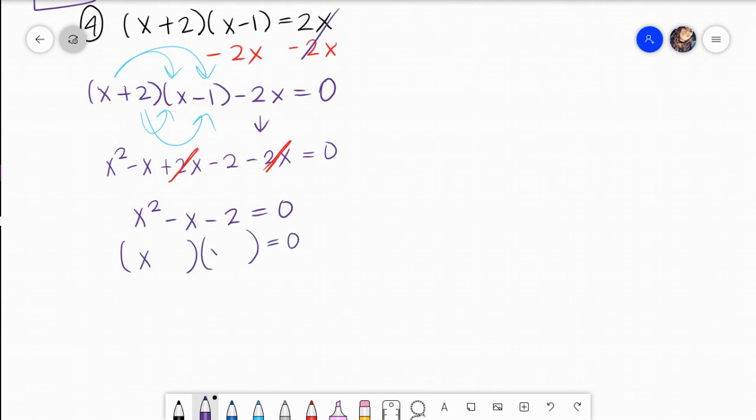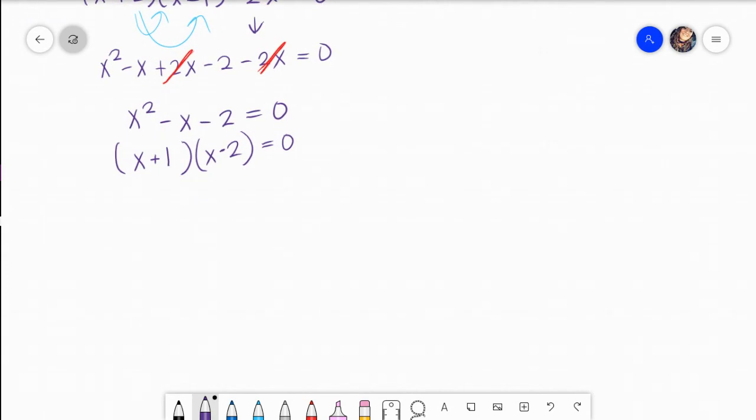I know that these two first spots need to be an x because this is just 1x squared, right? And then what I would do is look at what multiplies to give me 2. Honestly, y'all, it's just 1 and 2, right? Those are the only factors of 2. And if I want them to combine or add to a negative 1, I would want my larger number to be negative. Now what I have is factors set equal to 0.